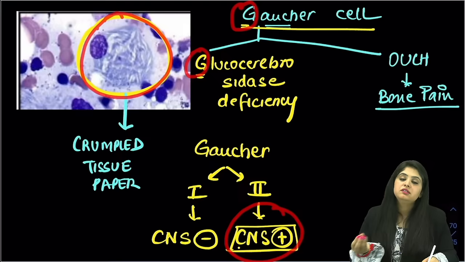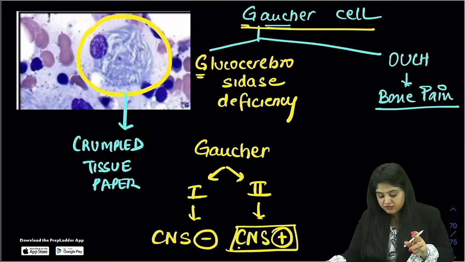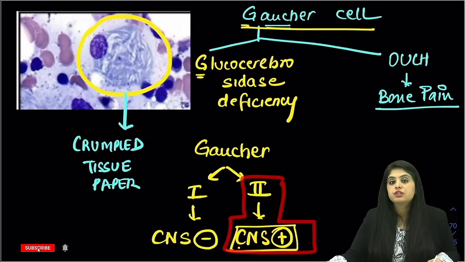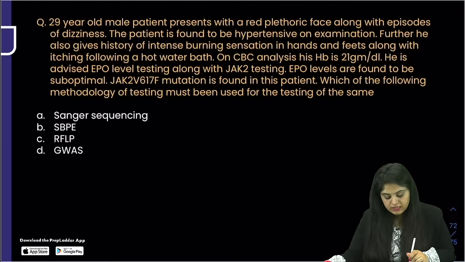Yes, someone said First Aid says no neurological involvement. Exactly, many medicine books also say no neurological involvement. Pick up the Bible, read Robbins. Robbins has mentioned Gaucher's is of two types, and the second type can show neurological involvement. It is mentioned, right? Okay, having said that, let's move on to another question, and that's integrated with hematology also. So I hope you guys can answer that as well.